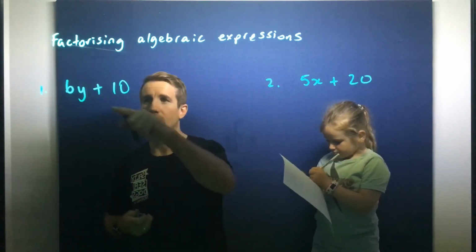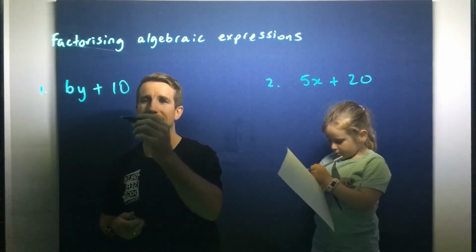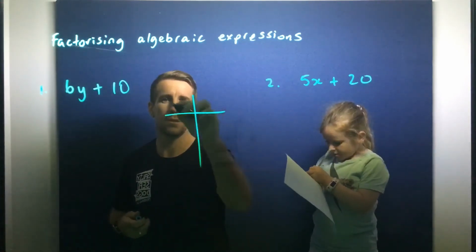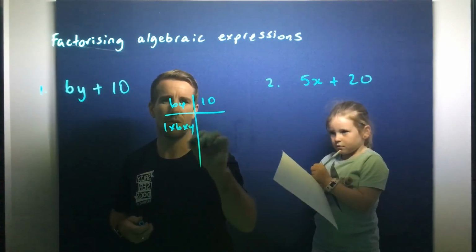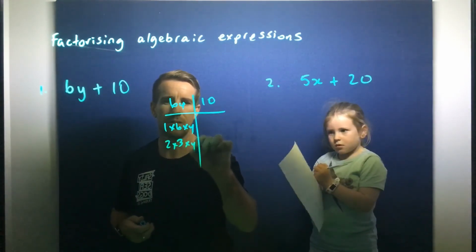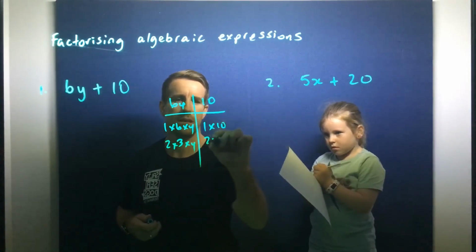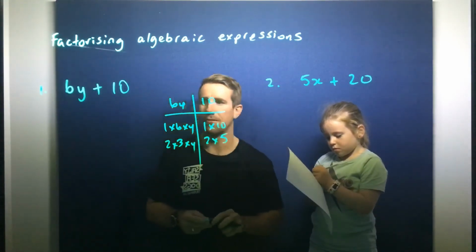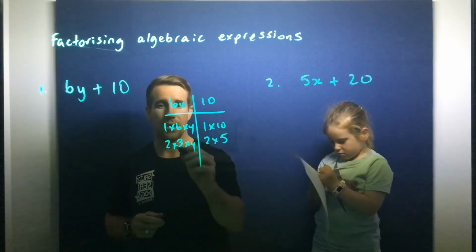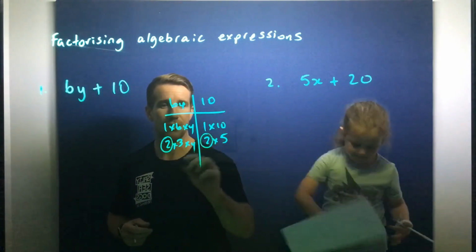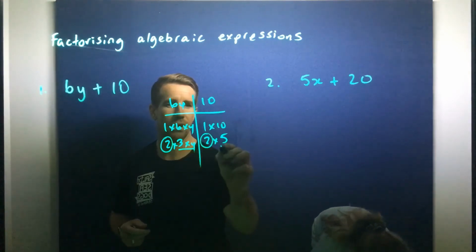Okay. One on the left-hand side, 6y plus 10. I'm going to do my little table because I find it really handy. We go 1 times 6 times y, 2 times 3 times y. I've got 1 times 10, and 2 times 5. Now we need to look for the highest common factor on both sides. I can see that this here is the number 2, which leaves me with 3y and 5.